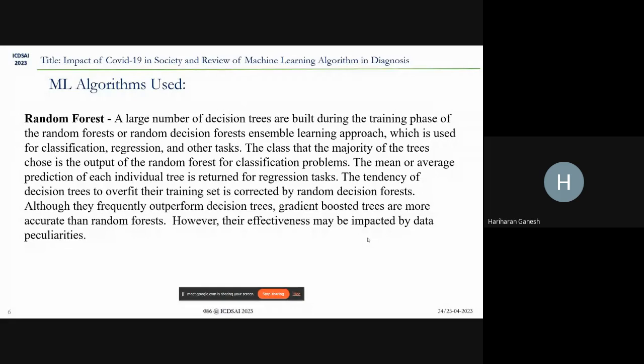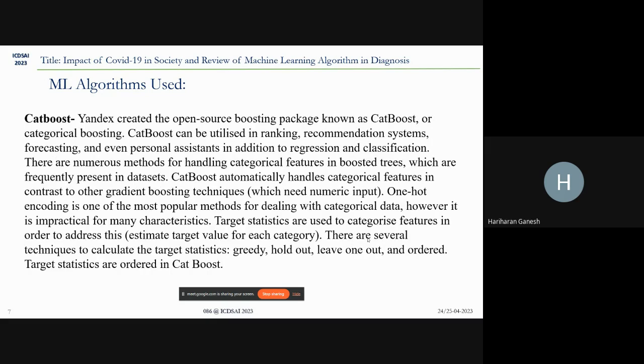Just like how multiple trees form a random forest, we require those decision trees which give a particular output, and including all that, we have to classify our COVID-19 patients. And CatBoost is an algorithm also used along with random forest and SVM.